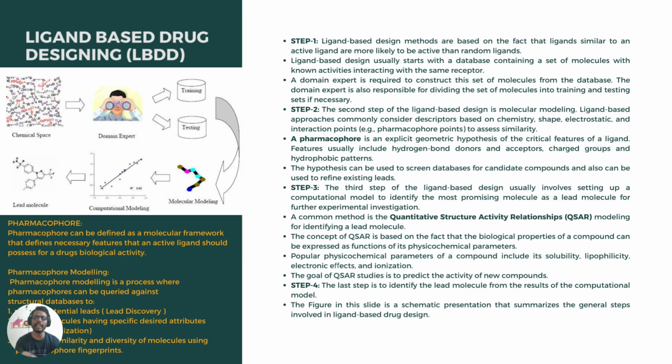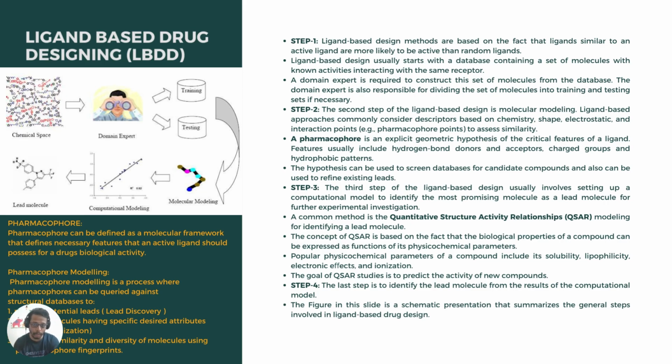Okay, so in the database there are already a list of molecules with known activities which interact with the same receptors. From the list of molecules, we have to choose the ligands. Choosing the ligands from the dataset is the first step.